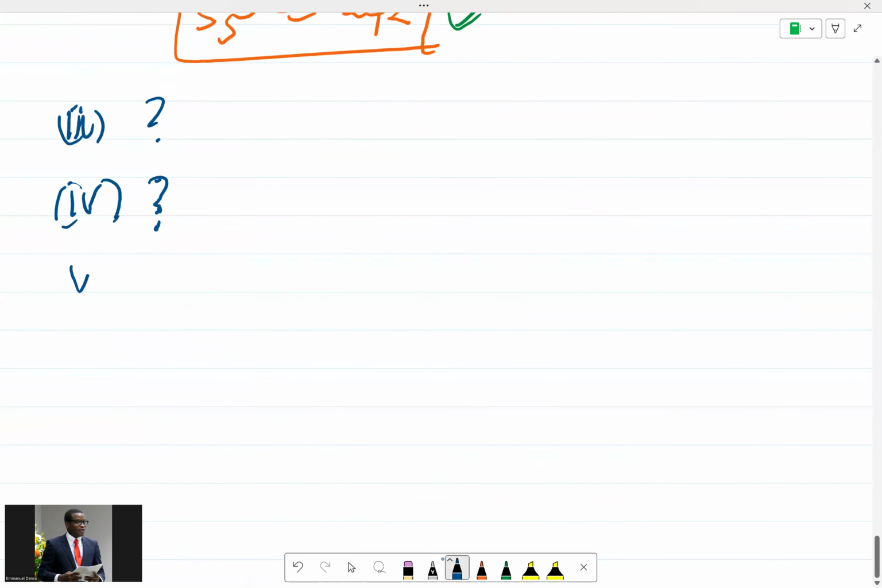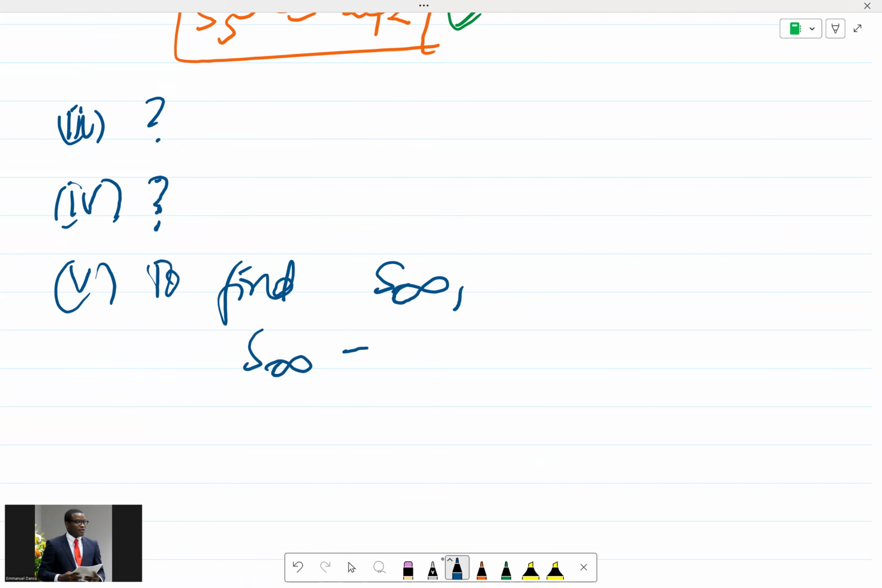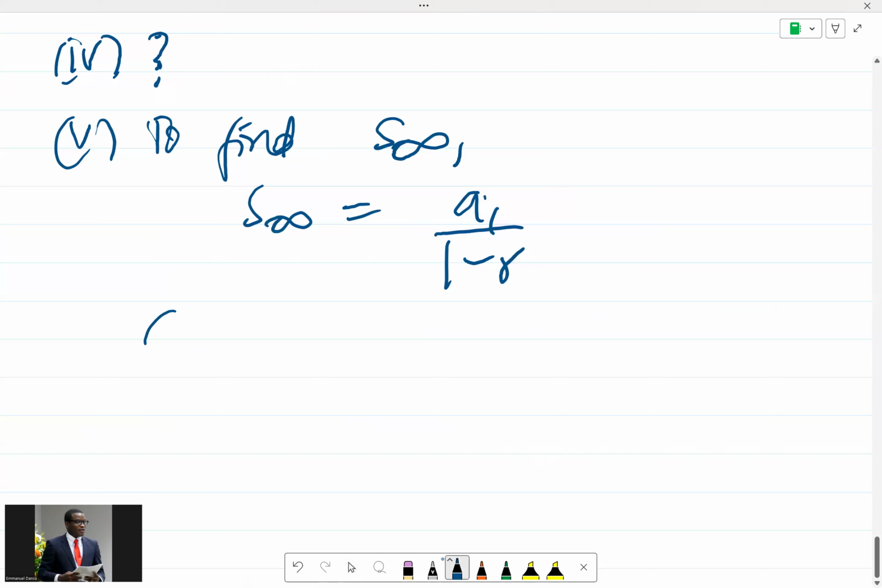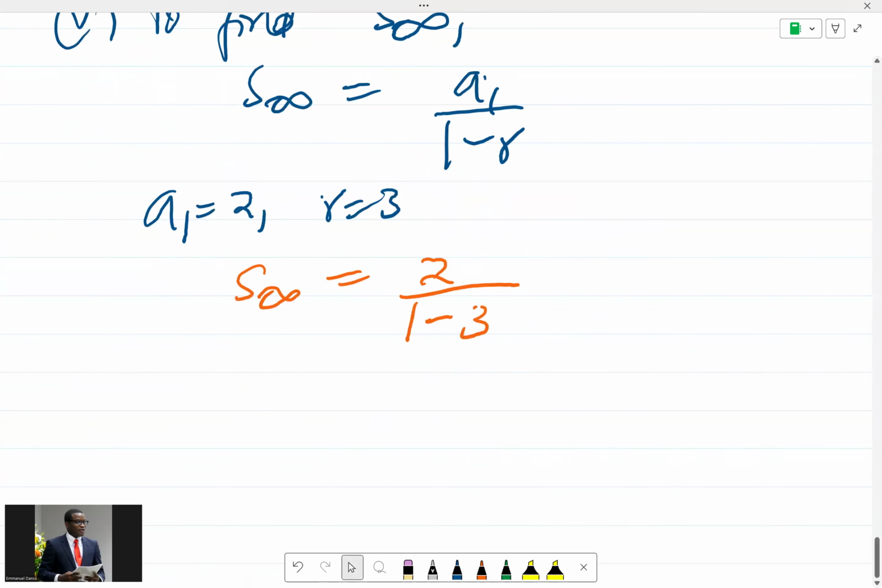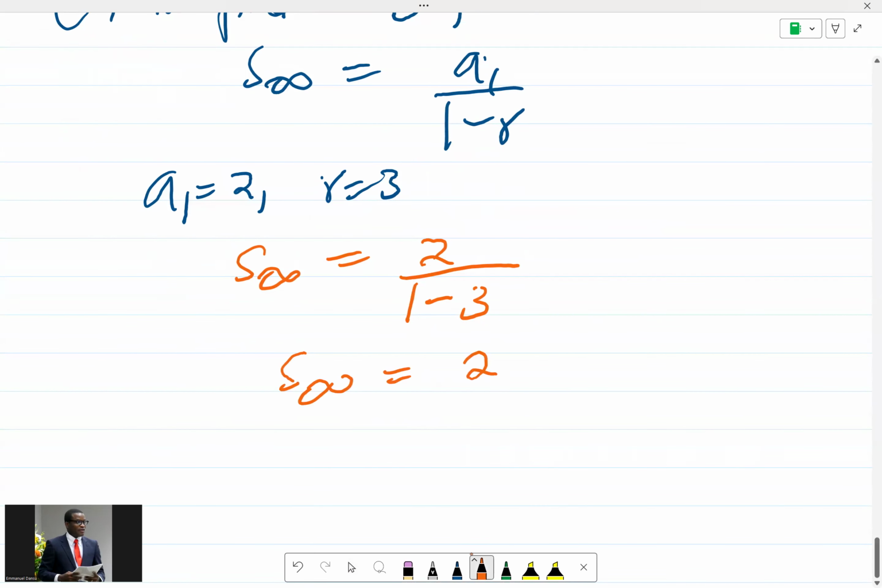So now number 5, to find sum to infinity, S infinity. We know that S infinity is A1 over 1 minus R, okay? And we know that A1 is equal to 2 in our case, R is 3, and that's all we need for this. So S infinity is 2 divided by 1 minus 3, so the sum to infinity is equal to 2 over minus 2.